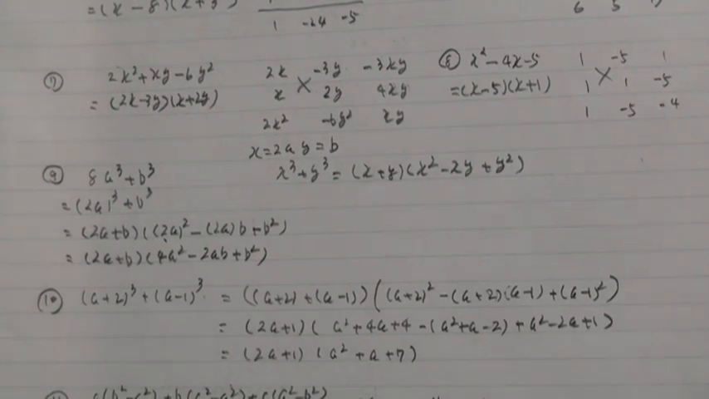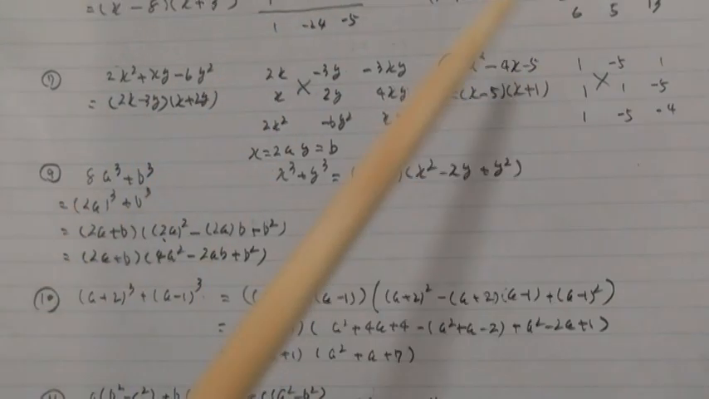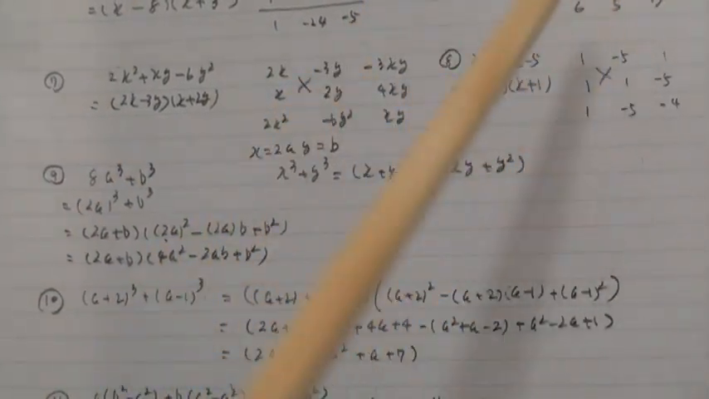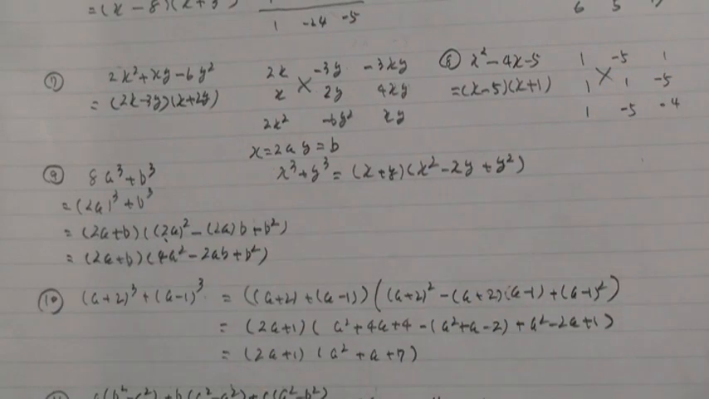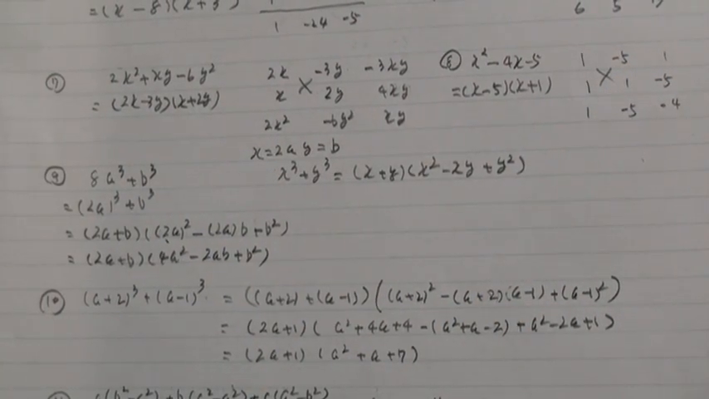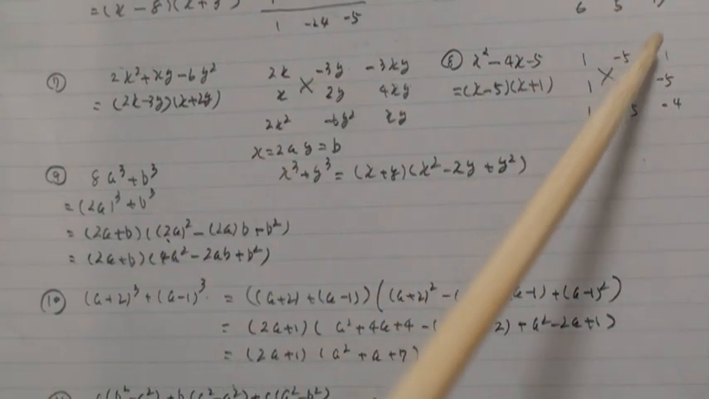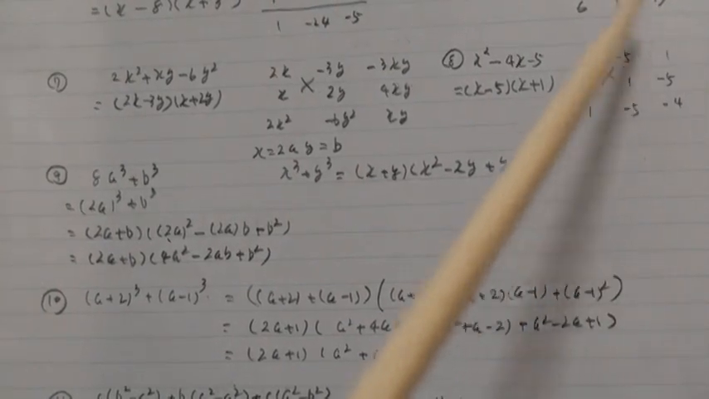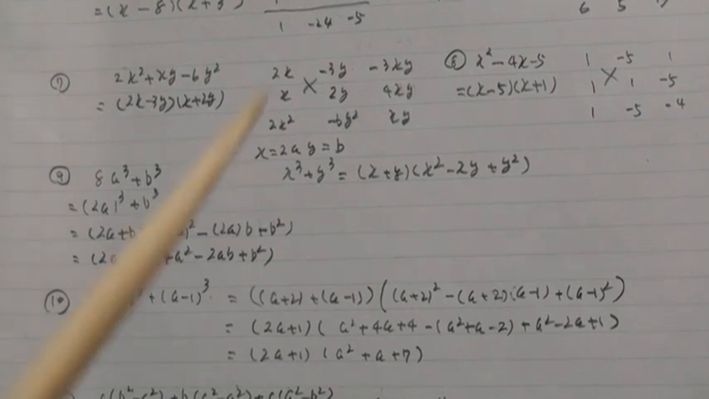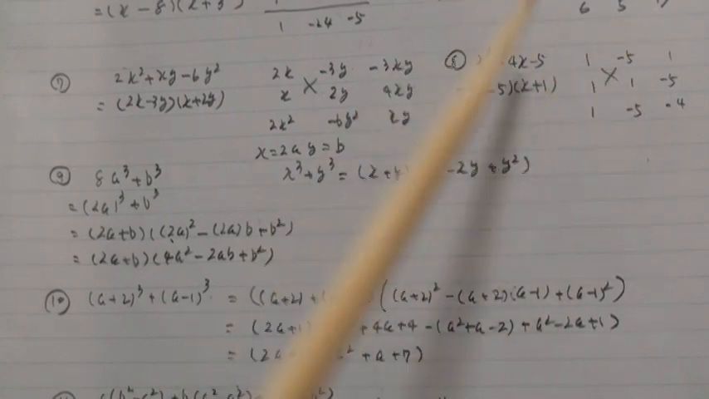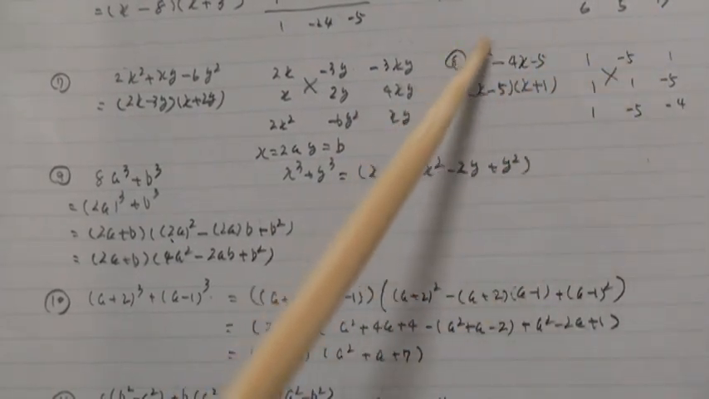And take 8. x² − 4x − 5 equal 1 times 1, −5 times 1. And −5 and 1, change it, and add equal −4. Then (x − 5)(x + 1). And confirm. Okay.